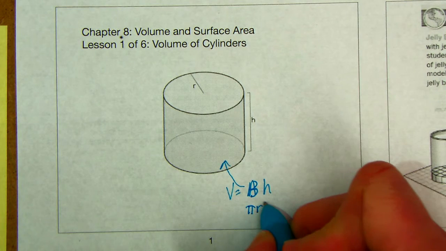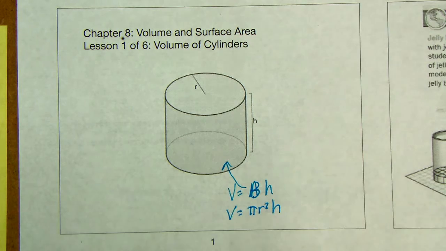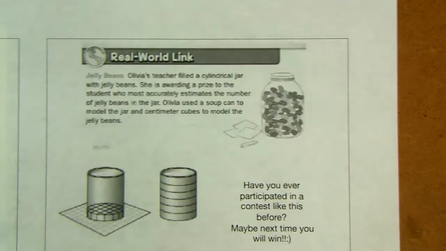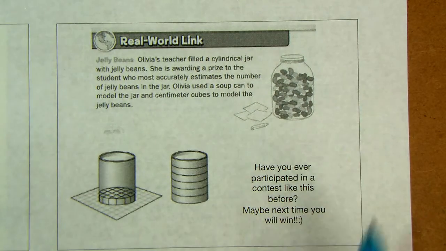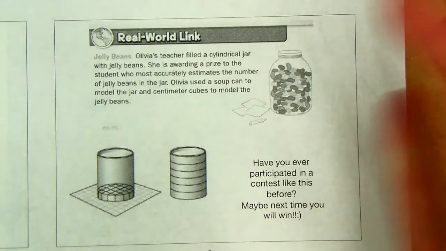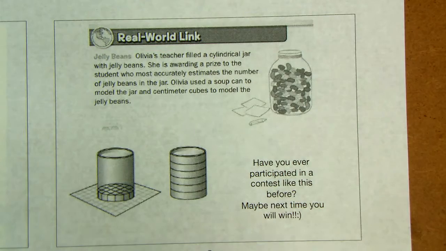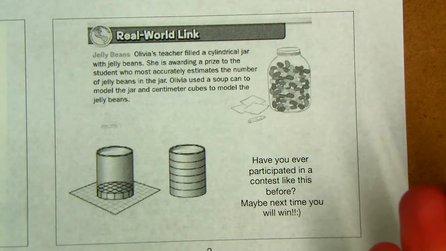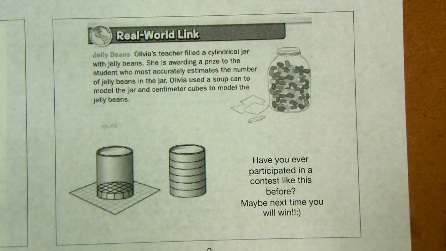All right. So if we look at this real world link, I love this. I'm going to give you a cheat. If you ever get to participate in something like this, where this one has jelly beans in a bottle, this is what I do. I flip that bottle over and I count how many are on the bottom. Then I count about how many beans go up and I multiply. So basically I'm finding the area of the base and multiplying it by the height. If you get to do another one like that, maybe you might have a better chance of winning. So get after it. Win some jelly beans or whatever it might be.